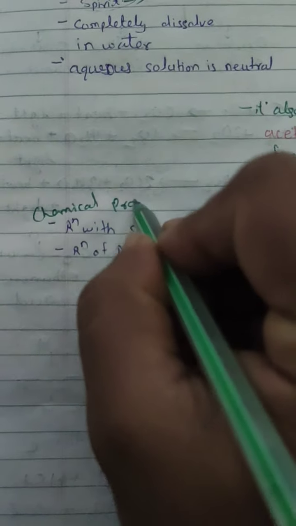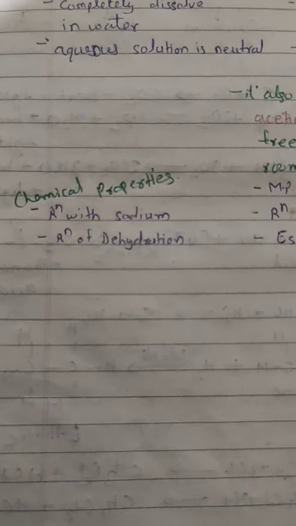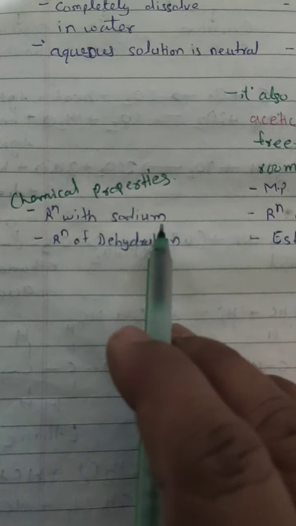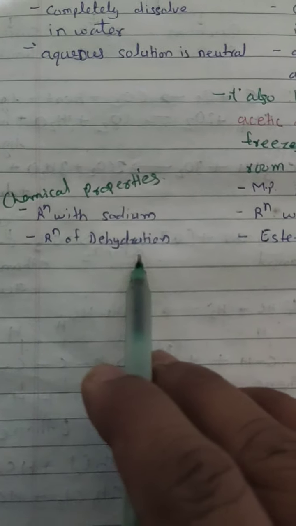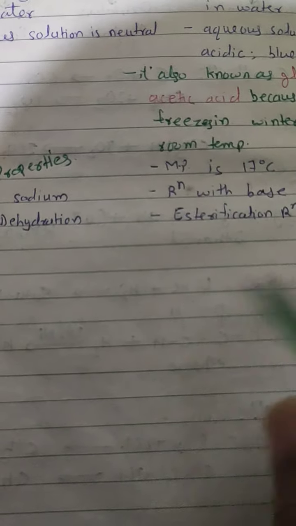Chemical properties of ethanol and ethanoic acid. First one is a reaction with sodium. Second one, reaction of dehydration. Here, ethanoic acid reaction with base and esterification reaction. Let me give examples of each reaction.